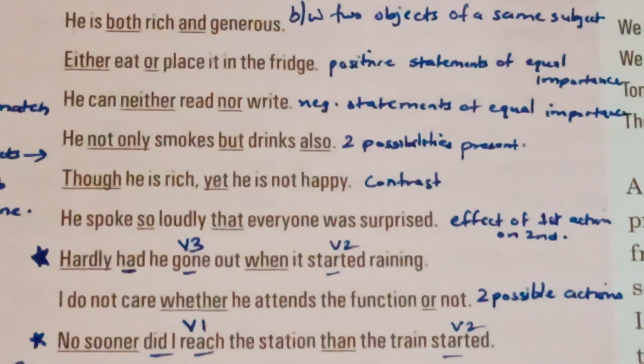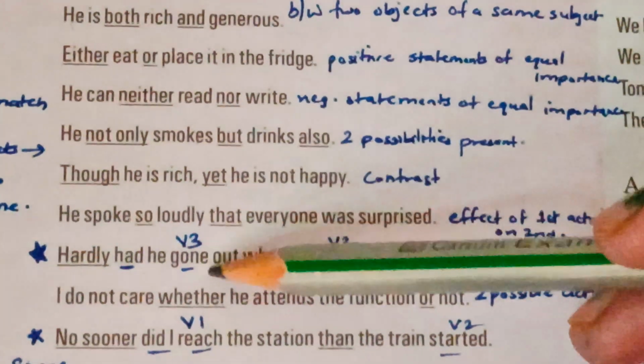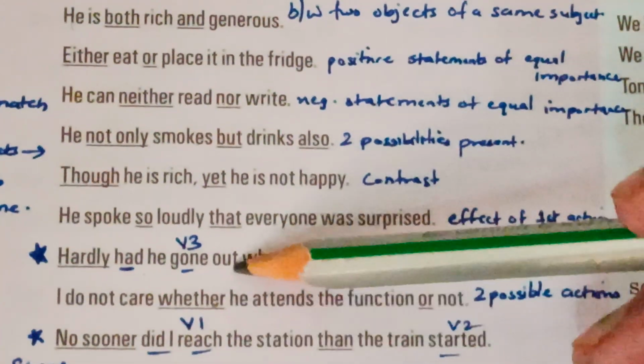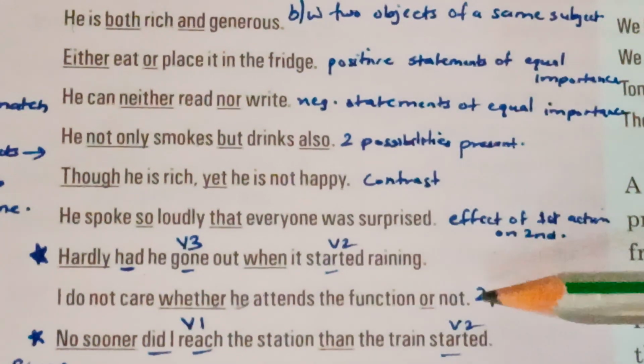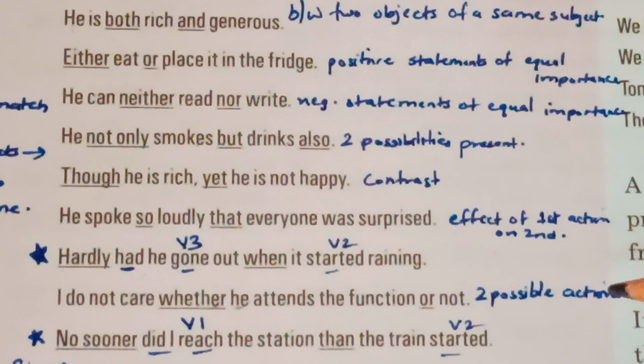Now, effect of first action on the second action. He spoke so loudly, इतना जोर से बोला, that everyone was surprised. Now, we will do this one first. After that, we'll do these two. I do not care whether he attends the function or not. Two possible actions are there. Right?